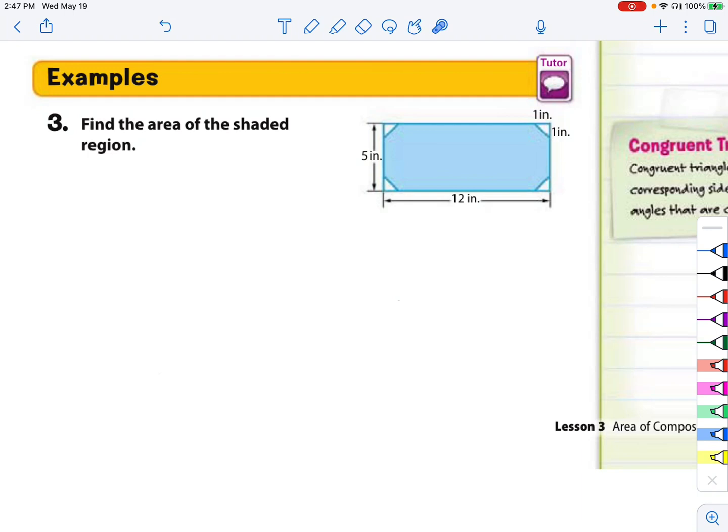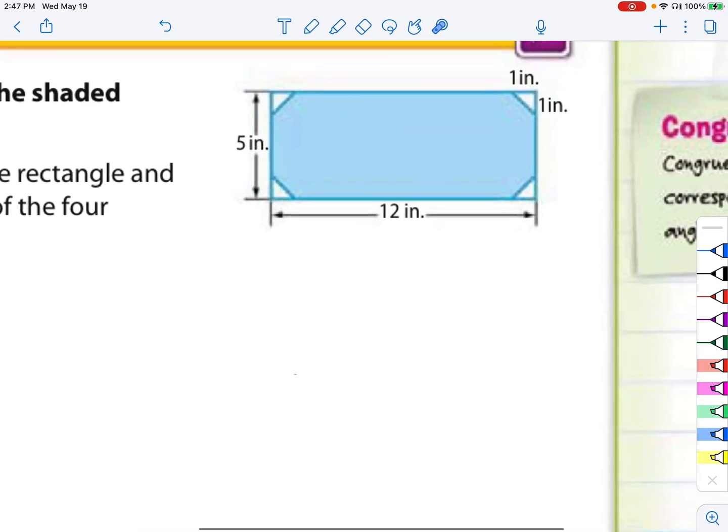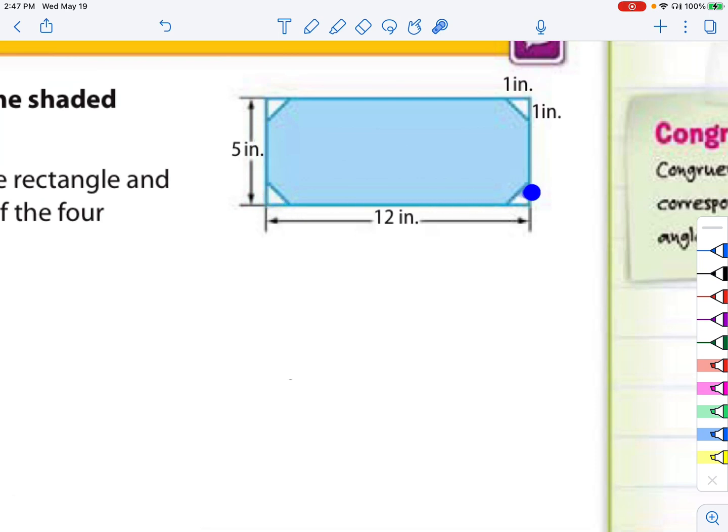There we go. I think I figured it out. Yes, I did. So find the area of our shaded region. Let's go back here. For us to be able to do that, you need to first find the area of the rectangle and subtract the area of the 4 triangles. Remember, this is our rectangle, and you have 4 small triangles there.